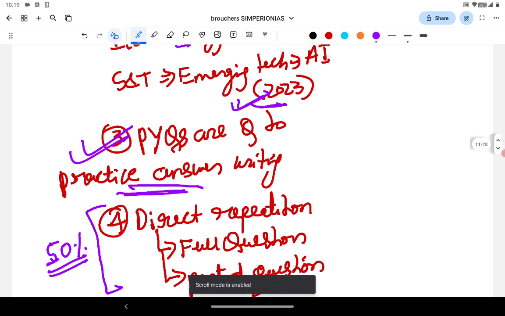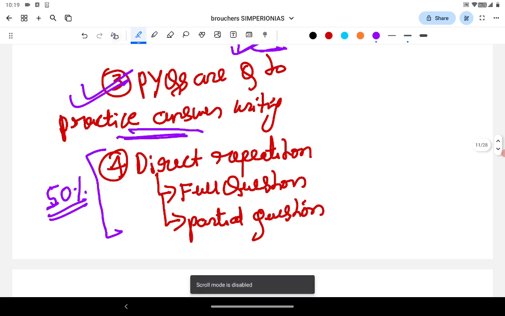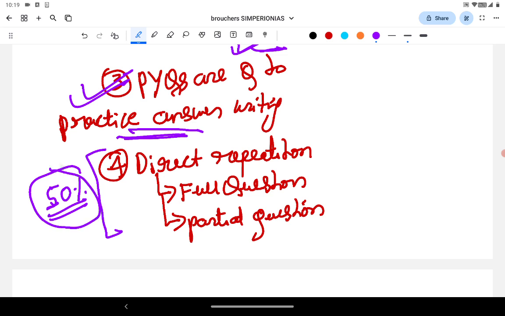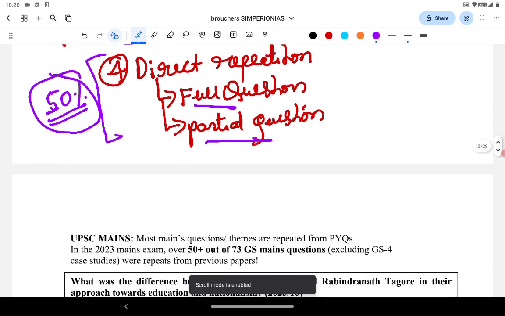The fourth and very important use case of the PYQ is, forget about the prelims, today let's only talk about the Mains. Around 50% of the questions in the UPSC Mains, in GS1, GS2, GS3, GS4, as far as we have analyzed, repeat fully or partially from the PYQs. We will prove that with examples in the next slides. Around 50%, let that sink in. Hope that's clear till now, and let's move to the next slide.